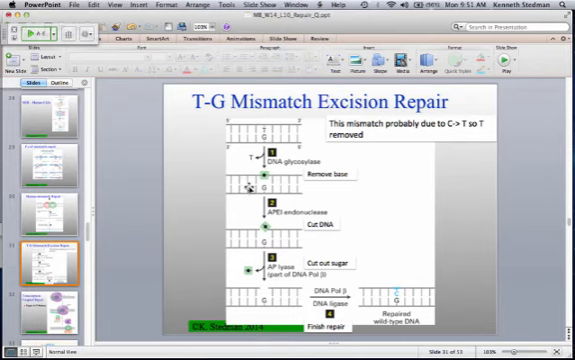And so it literally cuts out T's in TG base pairs, and then this works much more like base excision repair. And base excision repair, again, DNA glycosylase, AP endonuclease, gives you a single base gap that then gets repaired.